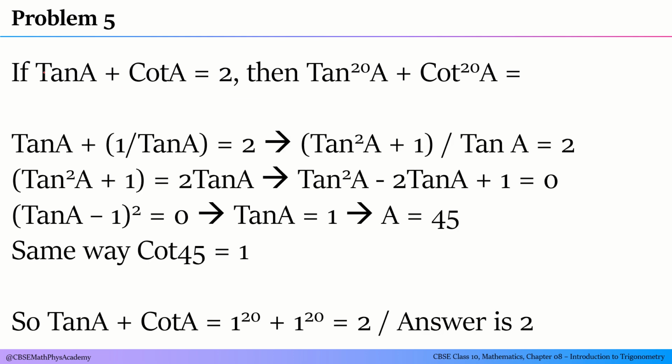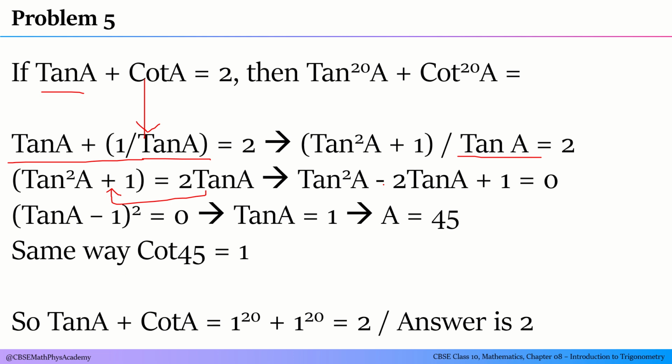Now we'll do the same. Tan a plus 1 by tan a is equal to 2. That is what has been given. So taking the numerator, tan square a plus 1 divided by tan a is equal to 2. I am just adding these two terms. Now tan square a plus 1 is equal to 2 tan a. I bring this 2 tan a to the left hand side, so tan square a minus 2 tan a plus 1 is equal to 0.